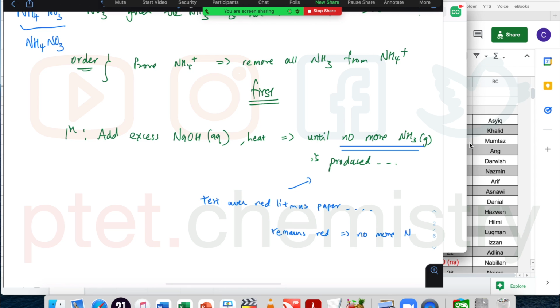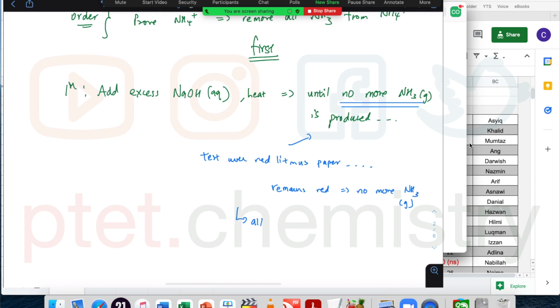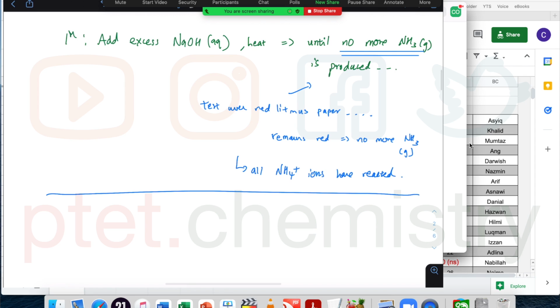You expect there to be ammonia. You will see red litmus turn blue because ammonia is present. But then at the end of the reaction, when no more ammonia is given off, that means all the ammonium has been reacted. All the ammonium is gone. All the ammonium ions have reacted. So at that point, then we can be sure no more ammonia comes from the ammonium.